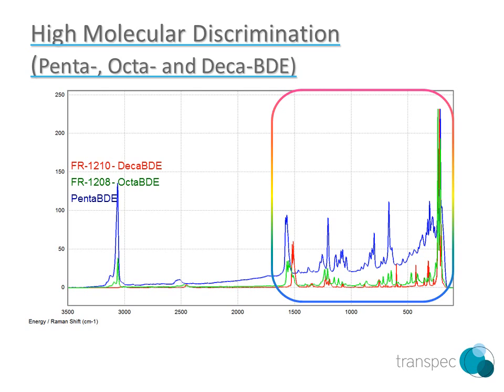TranSpec's high molecular discrimination means that it can be used to identify a wide range of compounds accurately. The graph above shows the different brominated flame retardants and how their spectra differ.